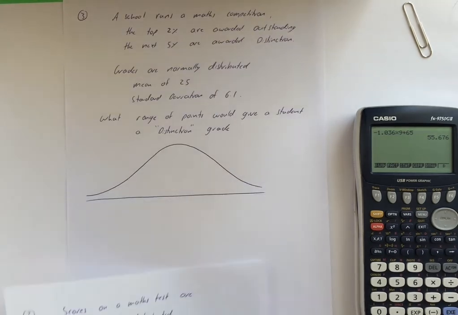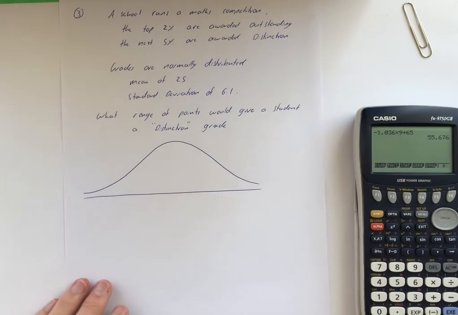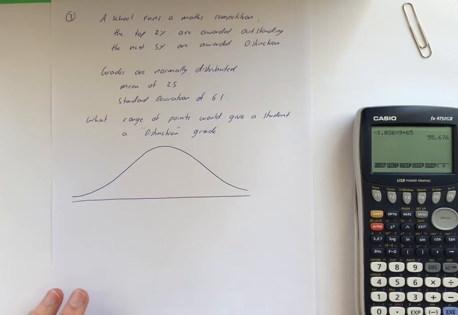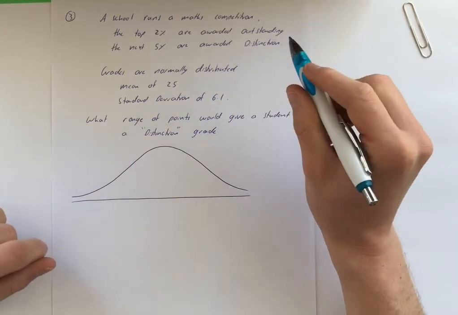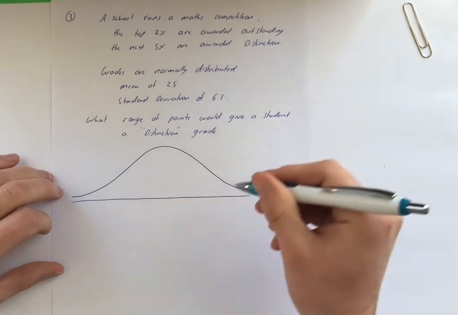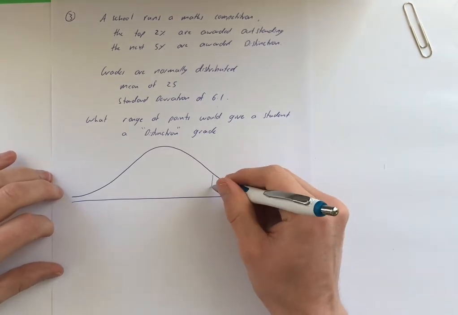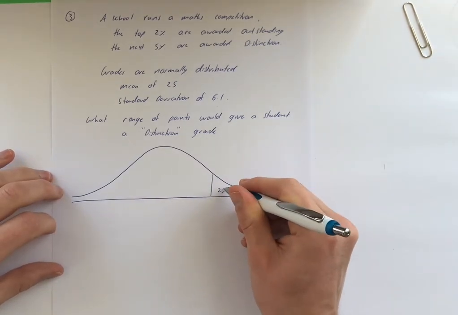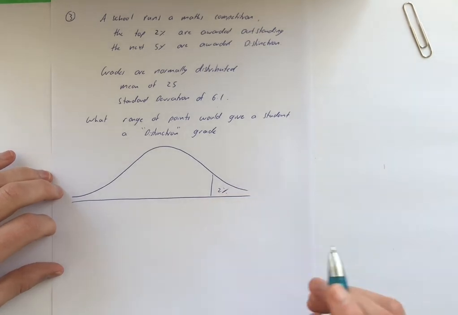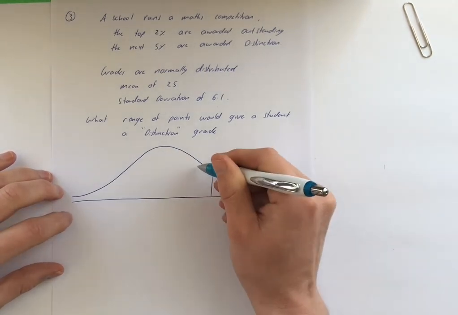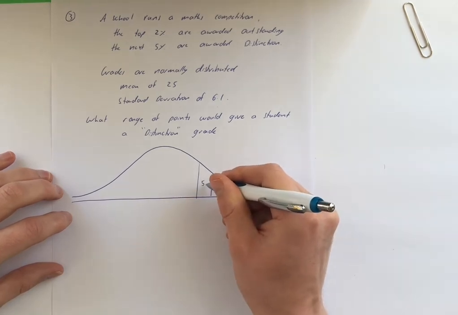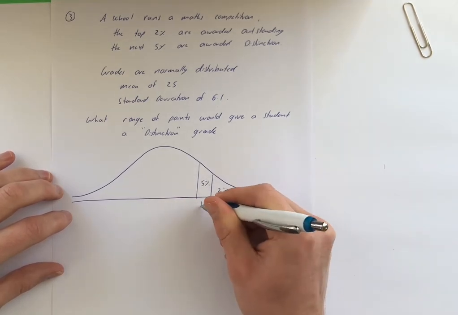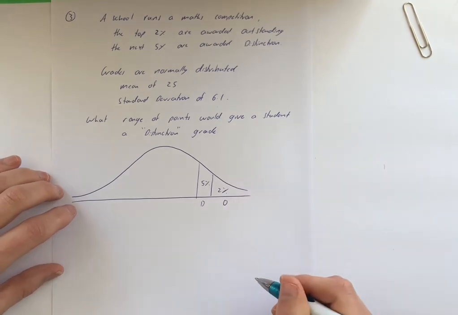Right, third one, I've got quite a tricky one. Hopefully I don't run out of paper here. I might have to get some more in. So a school runs a math competition. The top 2% are awarded an outstanding. So I'll make it quite large, but this 2% here get an outstanding. The next 5% are awarded distinction. So this, I probably should have drawn this one bigger. This 5%, these get distinction and these get outstanding.